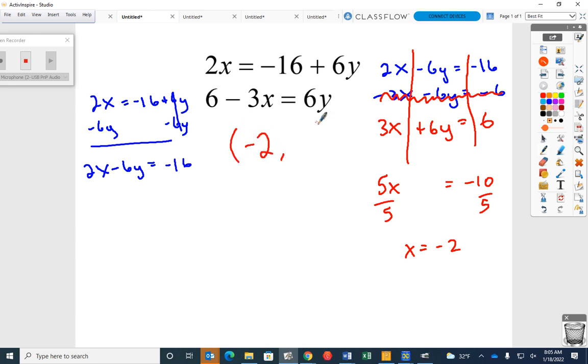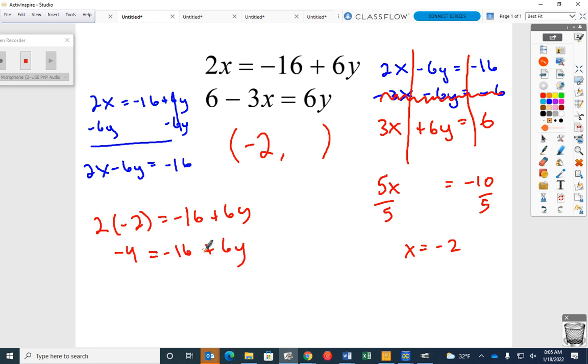Do I have half my answer? Yes, I do. And once I have half my answer, it gets easy because all I have to do is plug it in, right? So if I plug it in for my x, which one do you want to plug it into? The top one? Does it matter? Doesn't matter. Jacob said top. Let's do top. So if I do negative 2 instead of x, I'm going to have 2 times negative 2 equals negative 16 plus 6y. What's 2 times negative 2? Negative 4 equals negative 16 plus 6y.